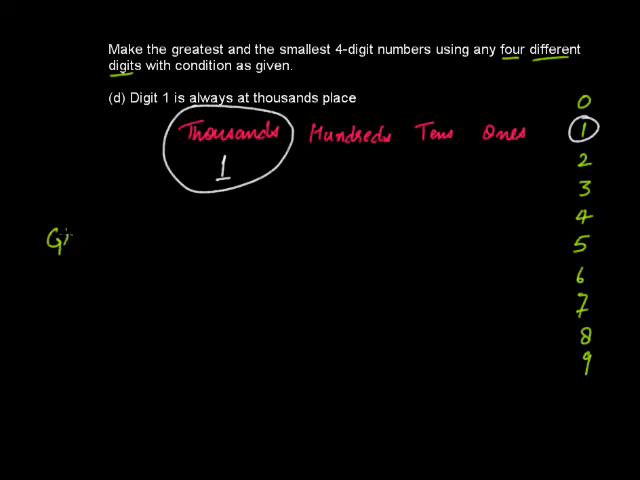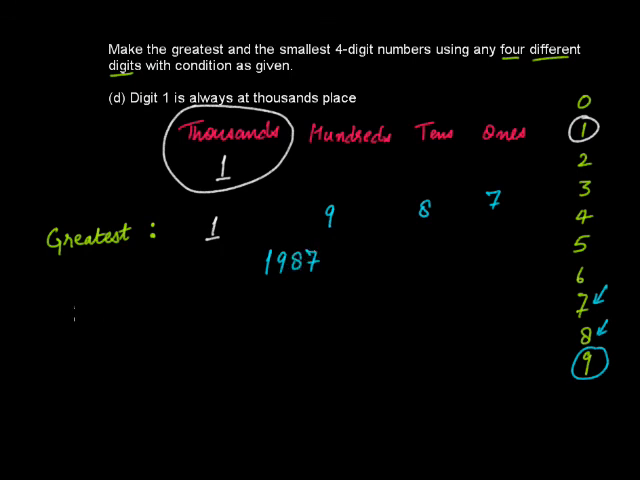Greatest. One will be here because it's fixed. Now we have to form the greatest number, therefore we'll look for the greatest digit. Which is the greatest digit among these digits? Of course 9. So write 9 here. Which is the next one? Of course 8. Which is the next one? Of course 7. So the number is 1987.